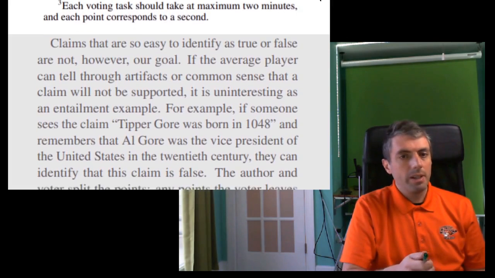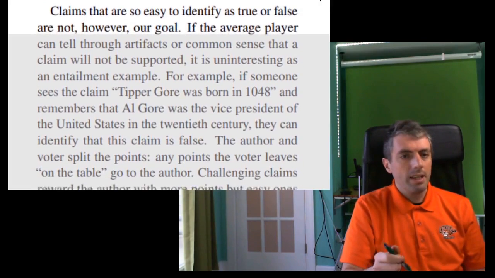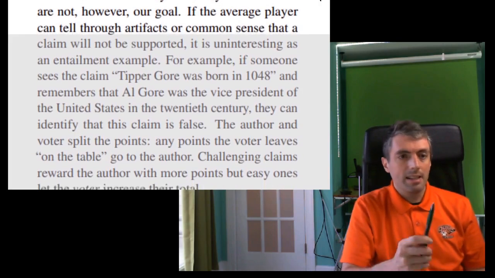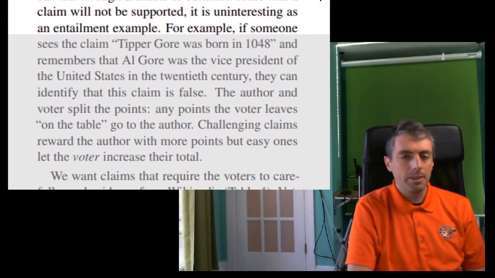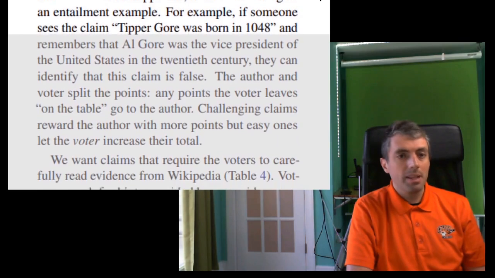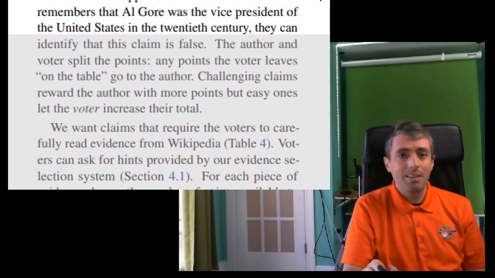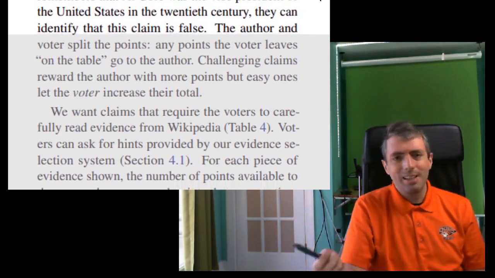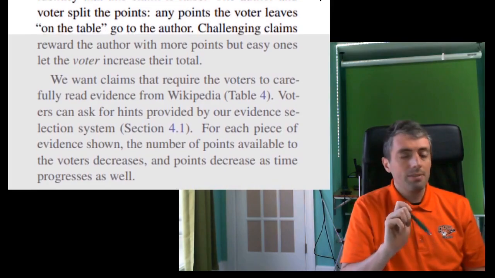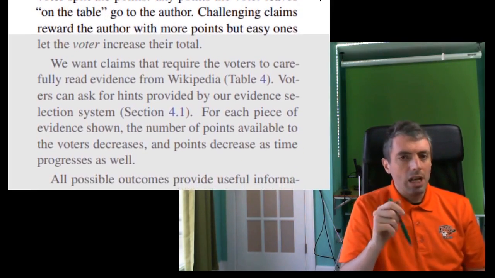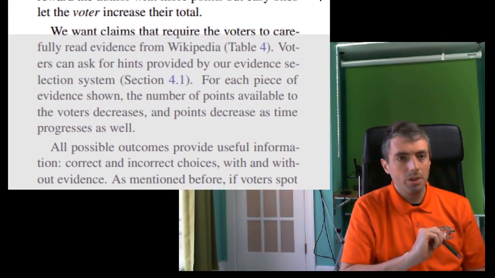Claims that are so easy to identify as true or false are not, however, our goal. If the average player can tell through artifacts or common sense that a claim will not be supported, it is uninteresting as an entailment example. For example, if someone sees the claim, Tipper Gore was born in 1048, and remembers that Al Gore was the Vice President of the United States in the 20th century, they can identify that this claim is false. The author and voter split the points. Any points the voter leaves on the table go to the author. Challenging claims reward the author with more points, but easy ones let the voter increase their total.